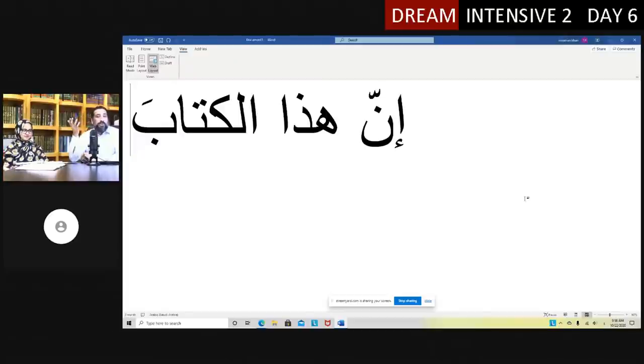What does ismul ishara and musharun ilayh mean? Pointing word and the al word. That's ismul ishara, pointing word. Hada, hadani, haulai, hadihi, hatani, haulai, dhalika, dhanika, ulaika, tilka, tanika, ulaika.